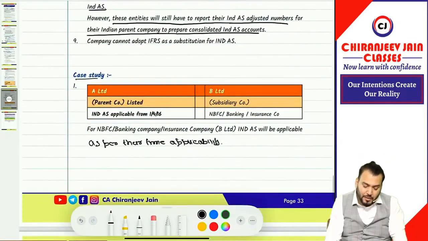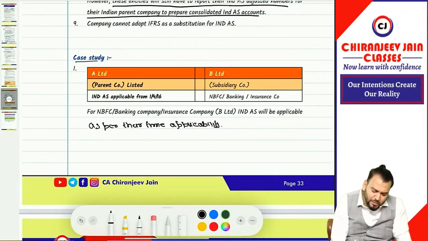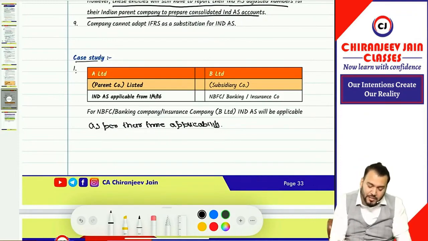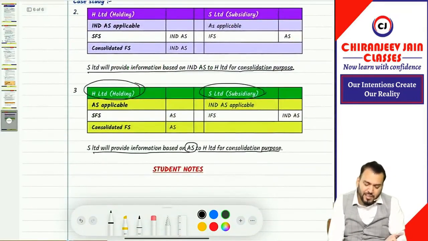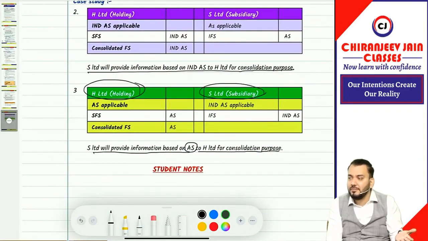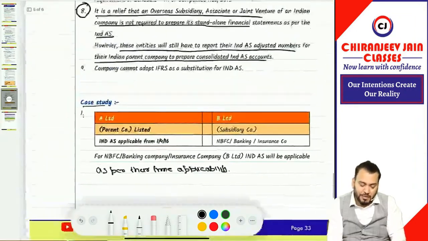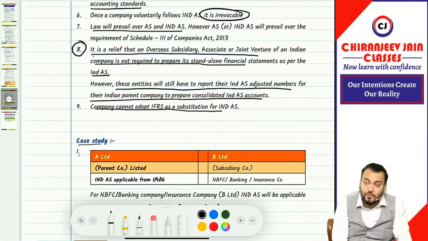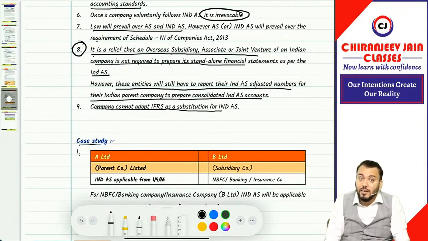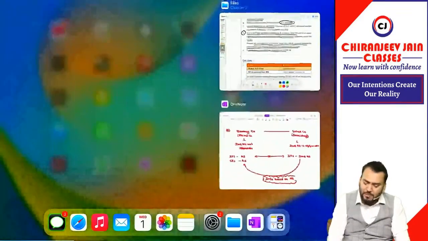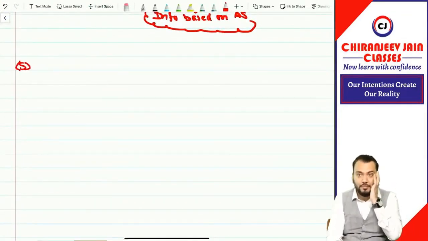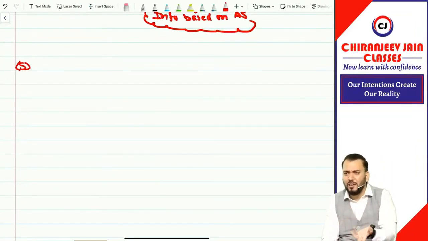Correct. Then I have given 3 case studies. Already I have discussed this. Points number 2, 3, 4, that is case study number 1, 2 and 3, I have already discussed. Correct. Got it. Last point: a company cannot adopt IFRS as a substitution for Ind AS. What do they want to say by cannot adopt IFRS? Let us take one example. This type of case study can be asked in the exam. It is a very common sense point.